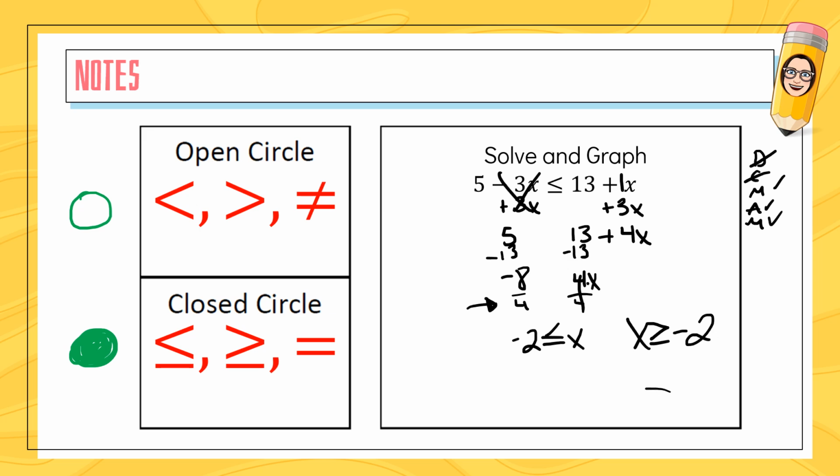Now a quick little number line. At -2, I want a circle. Open or closed? Closed. Closed circle because it's or equals to. See, I just filled it in. Last step, shade. X is greater than -2. What numbers are greater than -2? The numbers to the right.